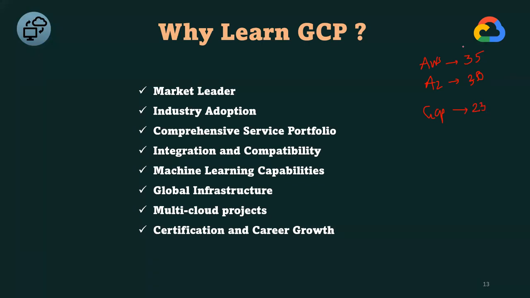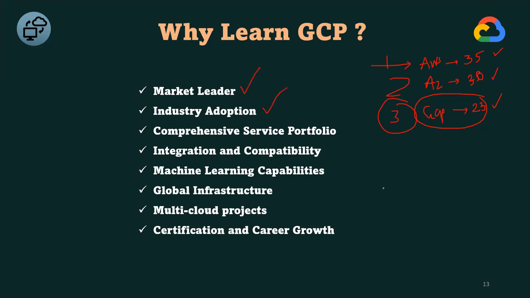So you see here, the market leader is AWS, almost taking 35%. This is more than 30%. This is more than 20%. And very soon GCP is taking over Azure as well as AWS, because it has that kind of capability, that kind of services, that kind of resources that GCP is also providing. As of today, it is in the top three market leaders.